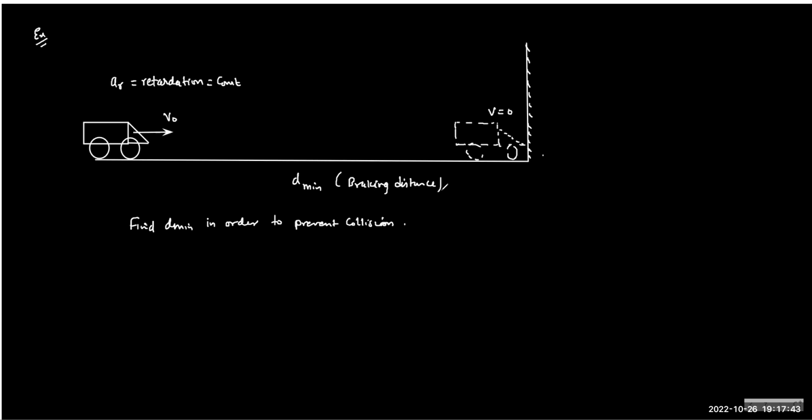So is the answer V naught square by 2A? Correct. That's the right answer. So you write 0 square, the final. We are going to use the third equation, V square equals U square plus 2AS. Always remember A represents acceleration, so if you want to substitute retardation, put it with a minus sign. That's a simple thing. So U is here V naught, V is 0. What is A? A is minus A here. And S is D minimum. You want to know the D minimum.